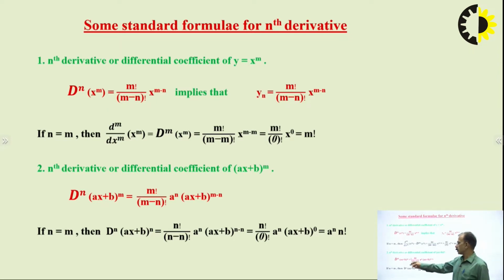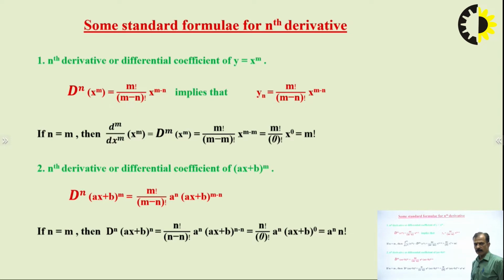The second standard formula is for the nth derivative of (ax plus b) whole raised to the power m. The value of the nth derivative of (ax+b)^m is m factorial divided by factorial (m minus n) into a^n into (ax+b) whole raised to the power m minus n.